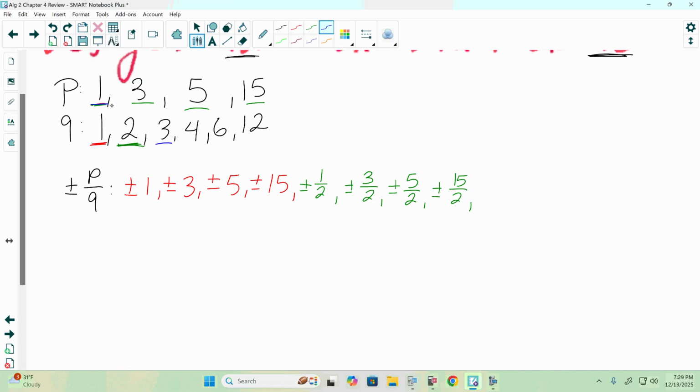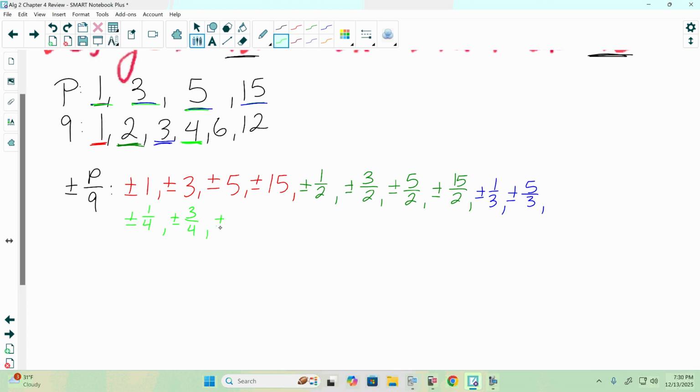Then we're going to move on to 3. We have 1 over 3, which is plus or minus 1/3. Now 3 over 3 is 1. That reduces completely to 1. We already have it. We're not going to list it again. 5/3 doesn't reduce. We don't already have it, so we're going to write plus or minus 5/3. And lastly, 15/3. 15 divided by 3 is 5. We do have it. We're not writing it again. Now we're going to move on to 4. So we have plus or minus 1/4. Then we're going to have 3 over 4, plus or minus 3/4.